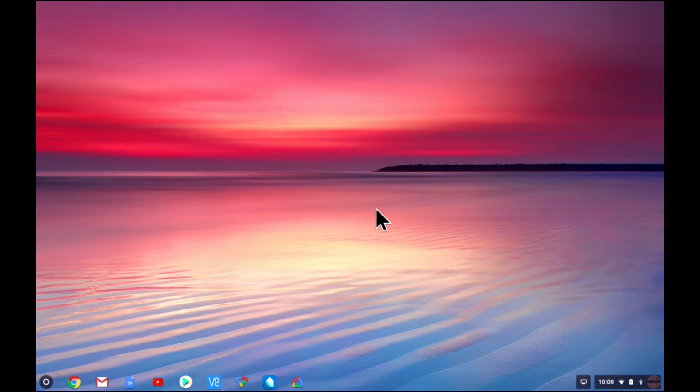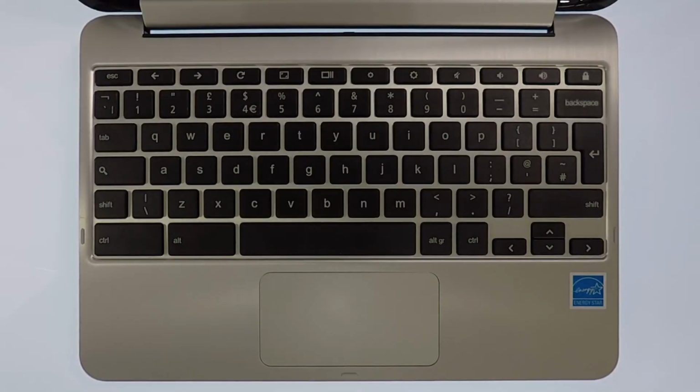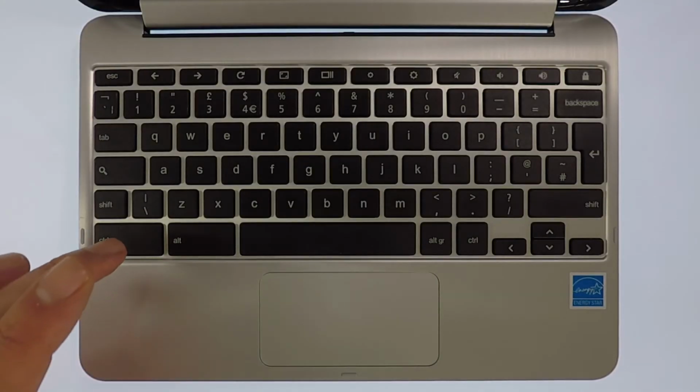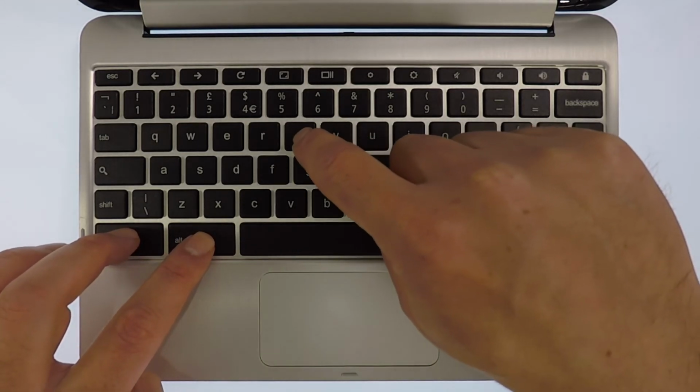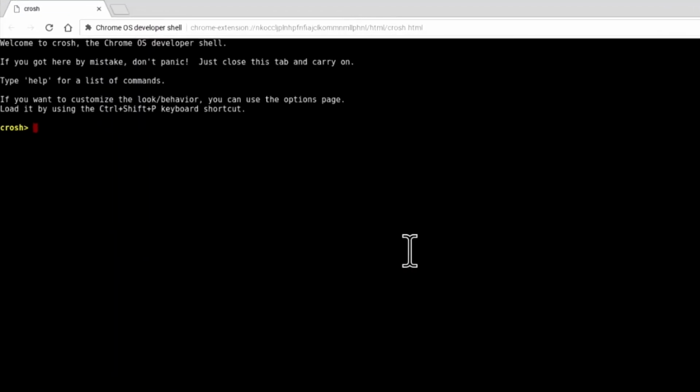In order to run this command, we need to load the Chrome OS shell, which is also referred to as crosh. To do this, we need to press and hold down the Ctrl and Alt keys, and then press T on the keyboard. When the Chrome OS shell opens, you will be presented with a command prompt. At the command prompt, type uptime.